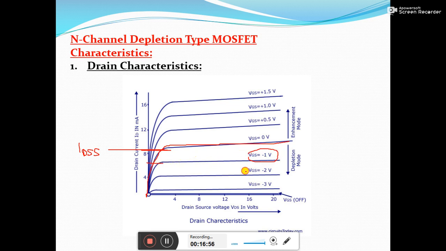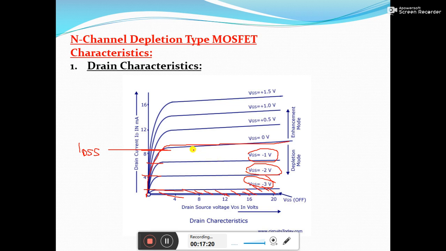Whenever VGS value is minus 2, it is like this. Whenever VGS value is minus 3, or you can say whenever VGS value is equal to VGS off, the channel conductivity becomes completely 0, or you can say the channel is completely depleted of free charge carriers, and the ID current is assumed to be 0, and this is known as cutoff region.